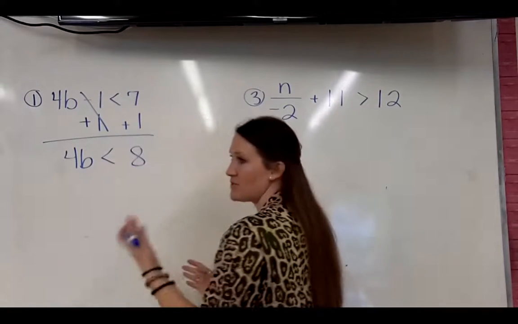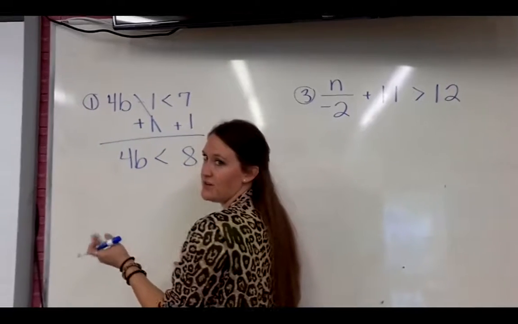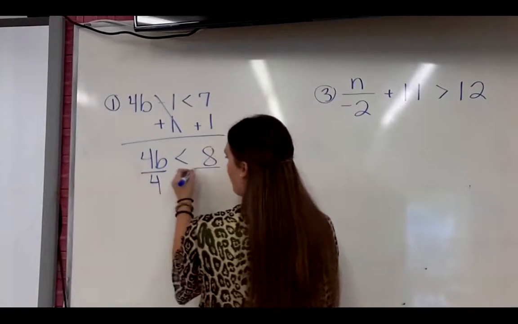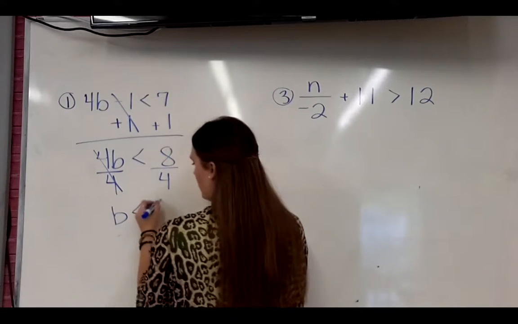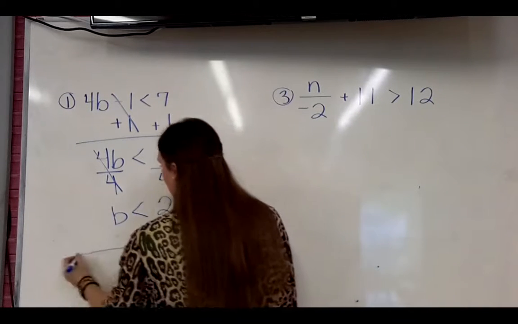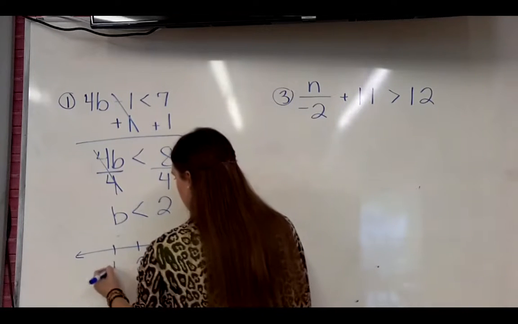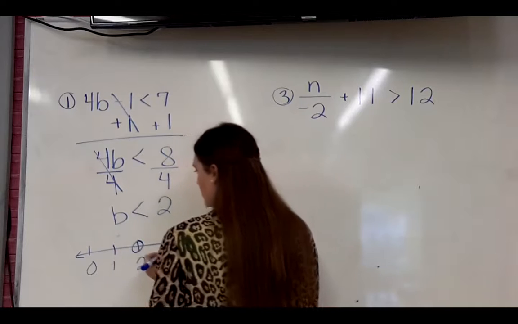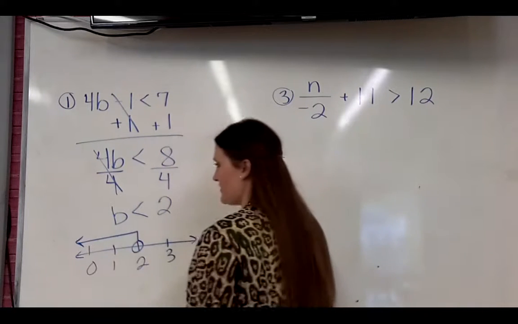We're still not done because we don't have b by itself. So we have to divide now. It's 4 times b, so I'm going to divide both sides by 4 to get rid of the 4 but keep the b. 8 divided by 4 is 2, so b is less than 2. And then you have to graph your solution. It's an open circle, and b is less than 2, so it goes to the left.